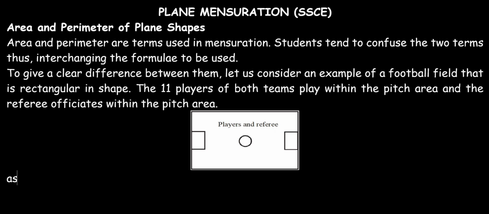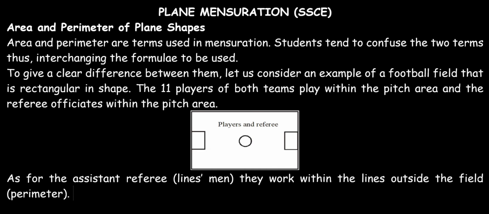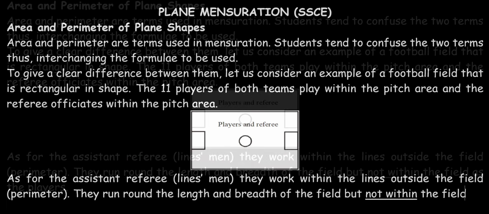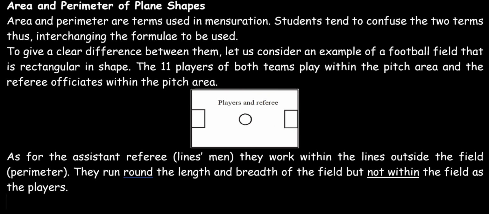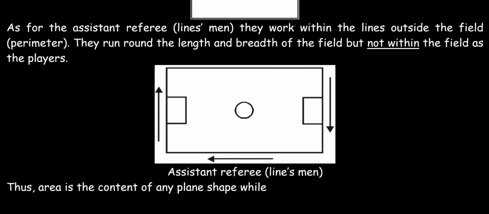As for the assistant referees, sometimes known as linesmen, they work within the lines outside the field, and that is the perimeter. They run round the length and breadth of the field, but not within the field as the players and the referee do. That is illustrated by the diagram below. Thus, area is the content of any plane shape, while the perimeter is the distance around the shape.